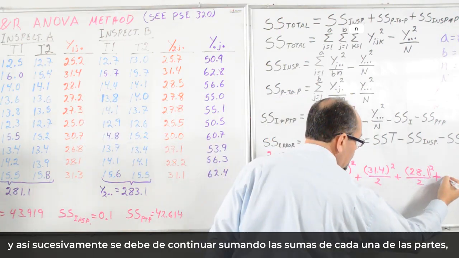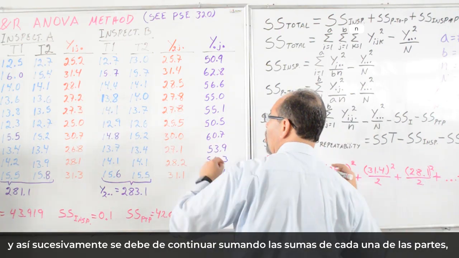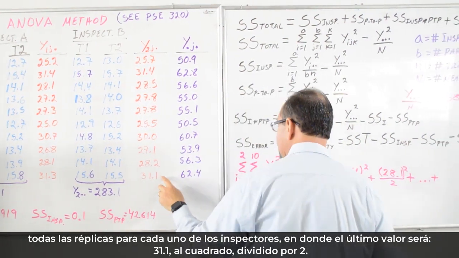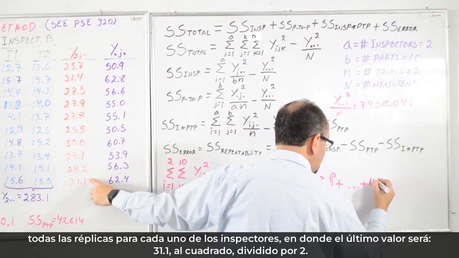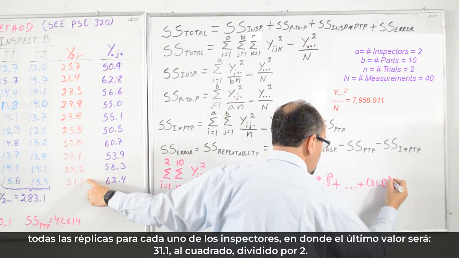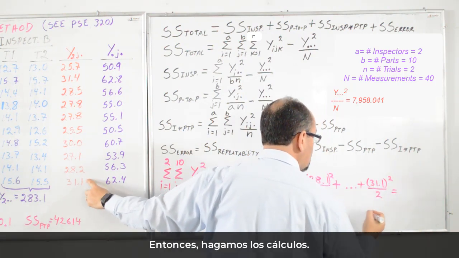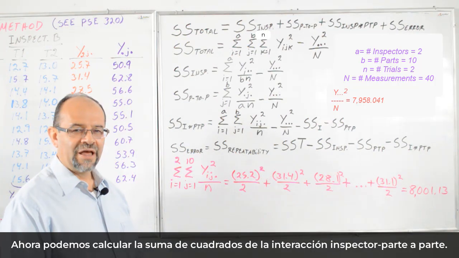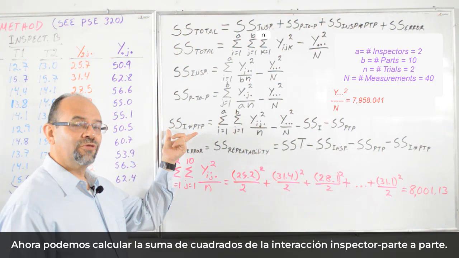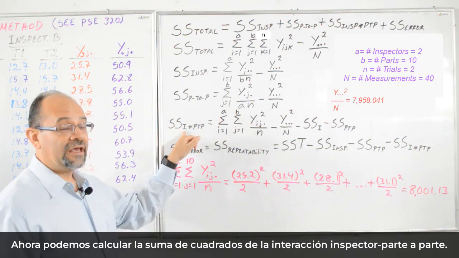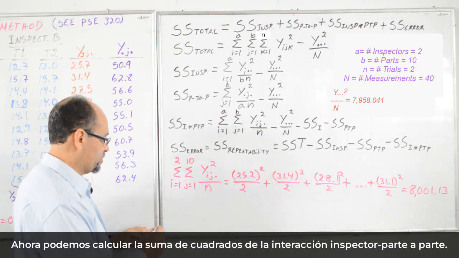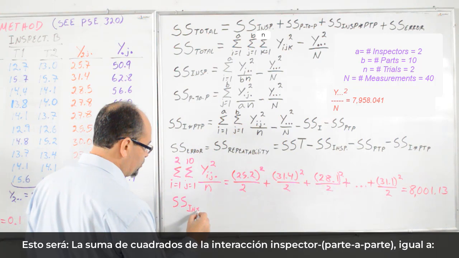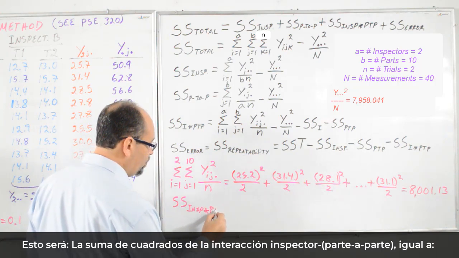And so on. So I will continue doing the sum of each of the parts, all the trials, for all the inspectors. So the last one will be 31.1 square divided by 2. Well, let's do the calculations. Now we can calculate the sum of squares of the interaction inspector times part to part.